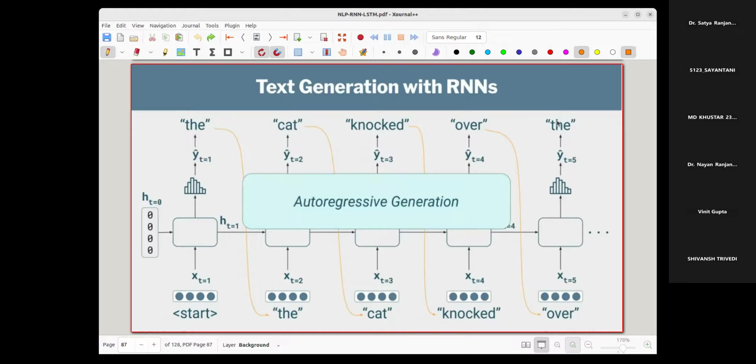So this kind of processing or text generation is called auto-regressive generation. It means whatever output is produced at the current time step will be the input to the next time step. If you are doing this, it is called auto-regressive generation. During training, if you are not providing the predicted output as input to the next time step, rather you are providing the actual output, that is called teacher forcing. Just remember these two differences.